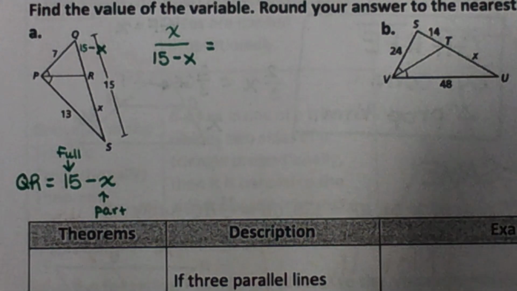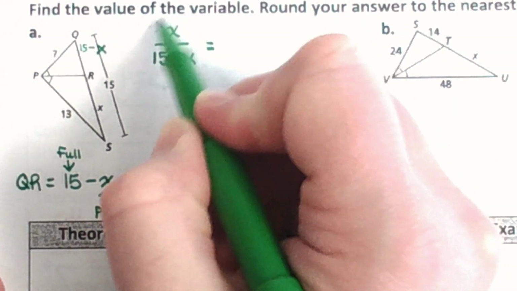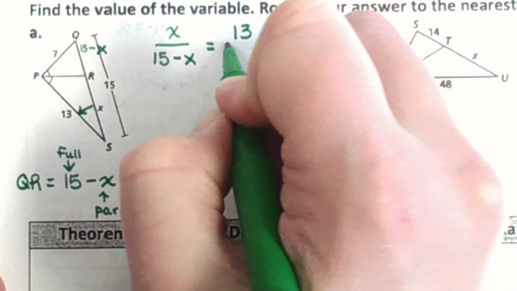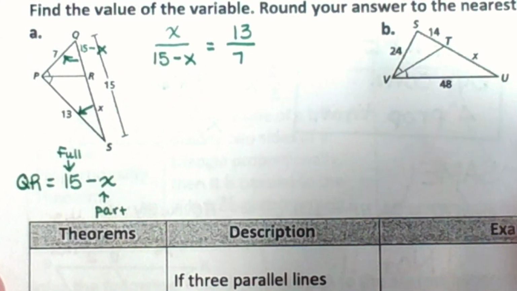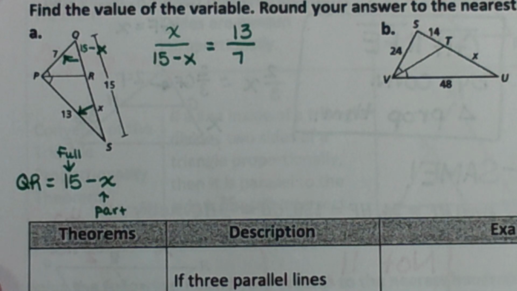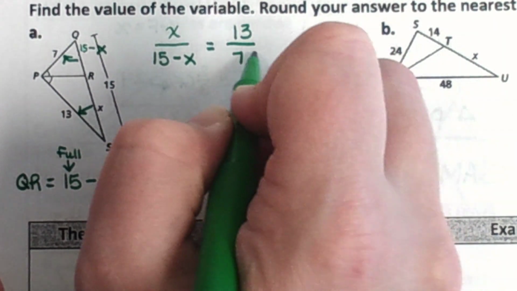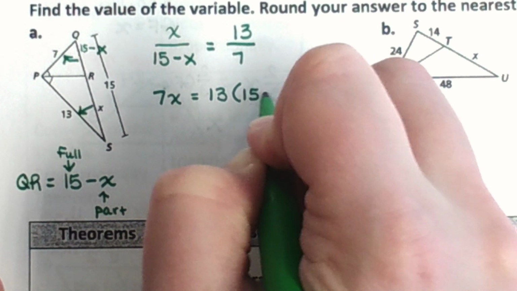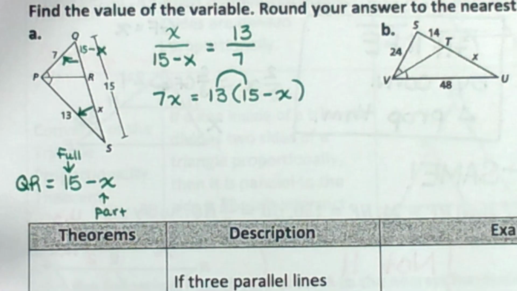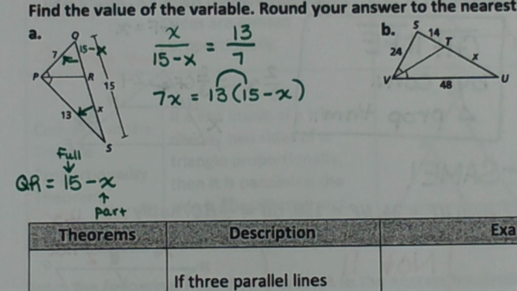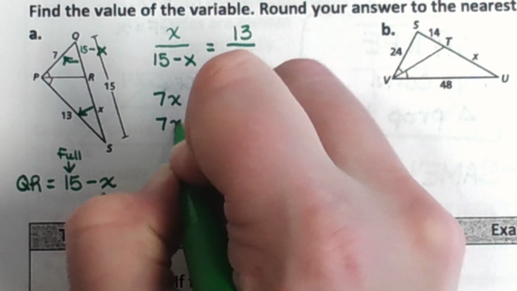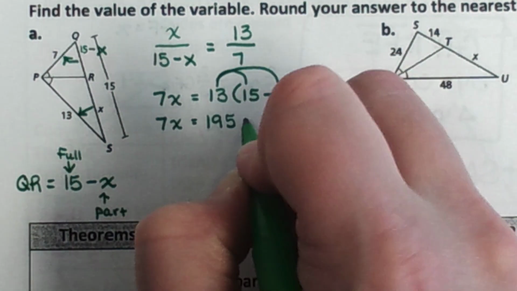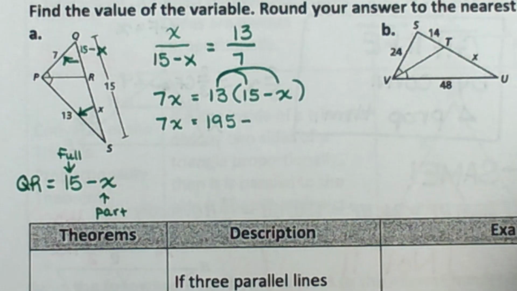Okay, equal to. Now I put x on top, which means for full side lengths, the full side length that goes on top is 13 over 7. Guess how we solve? Cross multiply. 7 times x is probably 7x. 13 times 15 minus x needs parentheses. 13 times 15 is 195. Sounds right. 13 times negative x is? Negative 7x. Wait, no. Negative, wait, huh?